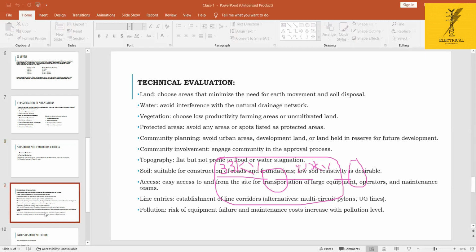Let's go to the technical evaluation. So first of all, what are the things you will check in the substation? If I sent you, first of all, you are checking the land. Choose areas that minimize the need for earth movement and soil disposal.